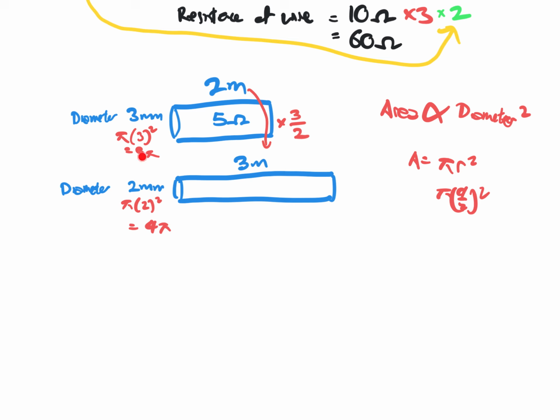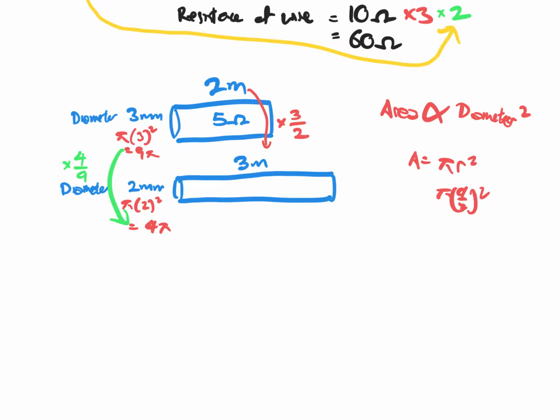Now, how do I go from 9 pi to 4 pi? Well, think about it. If to go from 2 to 3 I divide by 2 and multiply by 3, how do I go from 9 to 4? I divide by 9 and multiply by 4. So in terms of my area, the change would be multiplied by 4 over 9. That's how the area changed. All right, so that's the change of area, and that's the change of length.